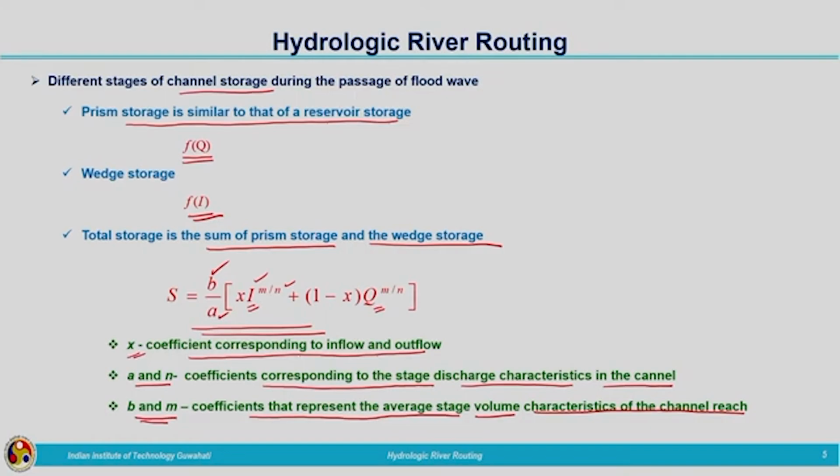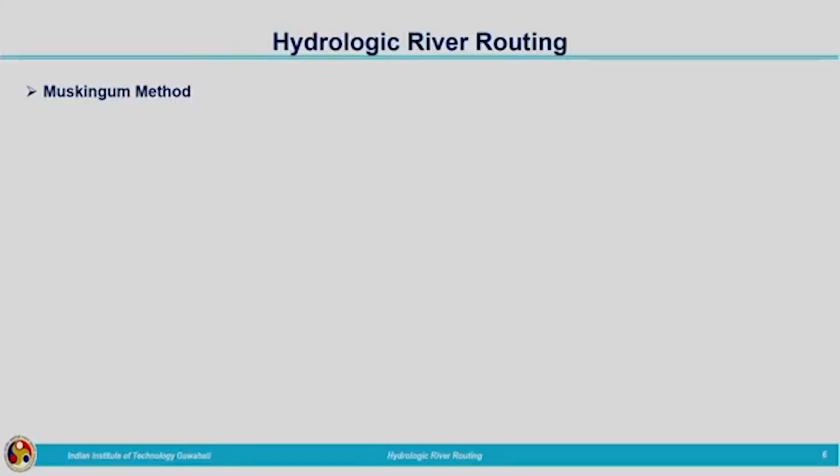So, the expression represented by this equation, S is equal to the given expression, is the general form of storage function, variable storage function, which depends on the inflow and outflow, which is the function of both inflow and outflow. Now, we will move on to the case with river routing, hydrologic river routing. This is the general representation of the variable storage function, which is the function of inflow and outflow. Now, let us move on to the hydrologic river routing, which is known as Muskingum method.